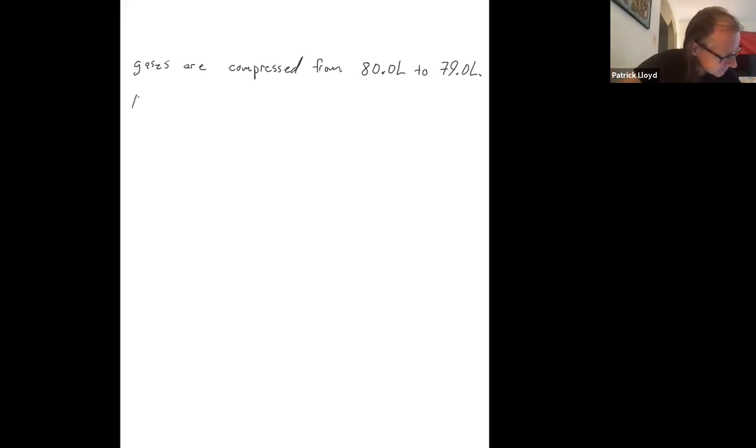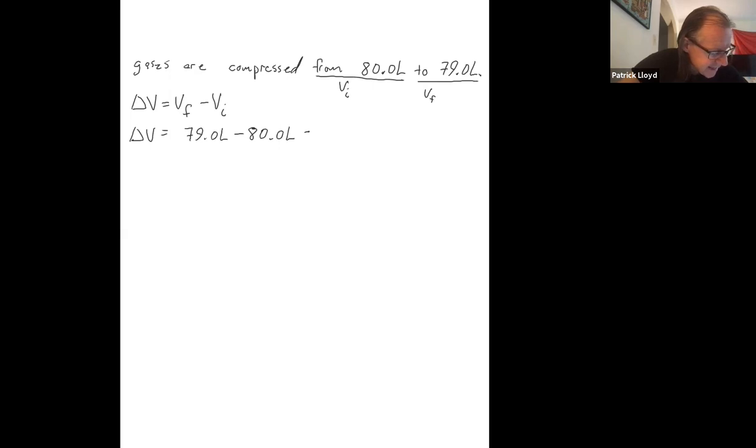So let's find delta V. That would be the final volume minus the initial volume, right? So it's going from here. That's your initial, where you're starting off, and it's going to 79. So that's your final volume. So delta V would be 79.0 liters minus 80.0 liters, and that's negative 1.0 liters. So there's your change in volume.